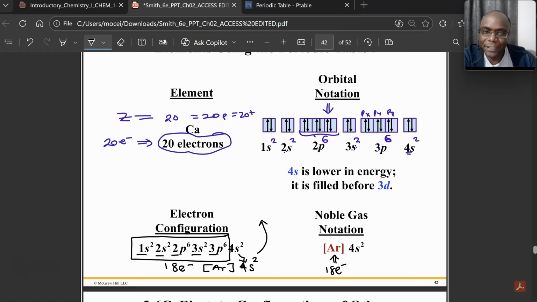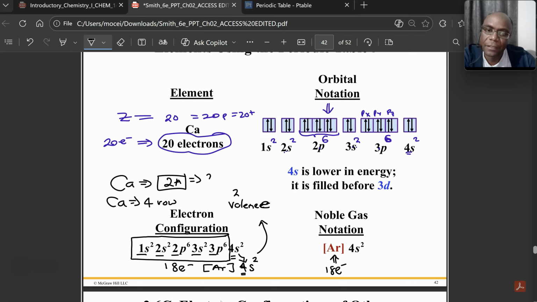Now, I'll tell you again, since you have 2 valence electrons, outermost electrons, I expect calcium to be in main group 2A. And again, I have 4 as the outermost shell, so I expect calcium to be in the 4th row and second column. Second column based on valency, 4th row based on the valence shell. To confirm that, let's confirm that calcium is in the second group, second column, and 4th row.